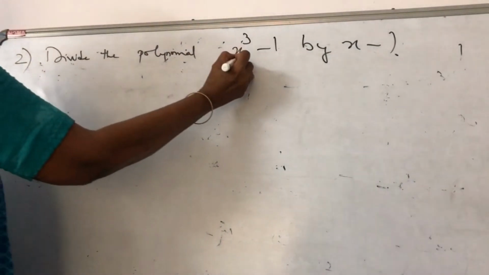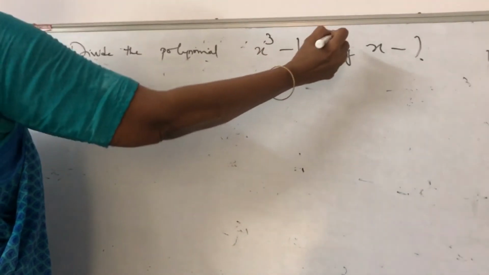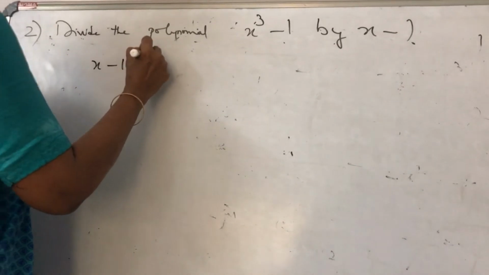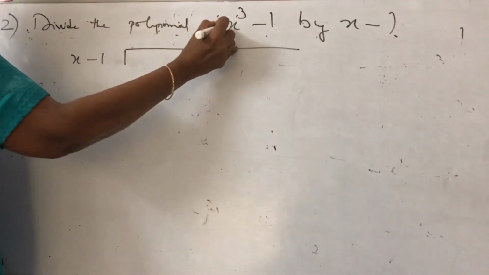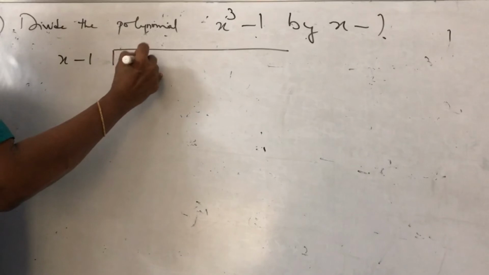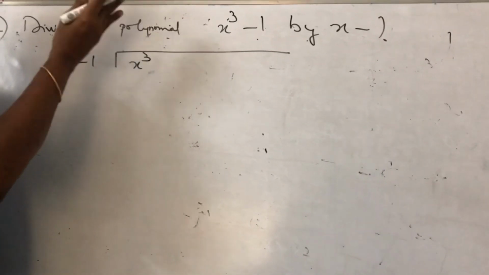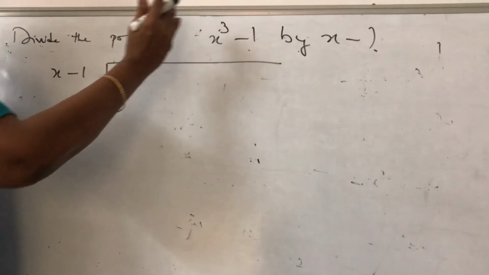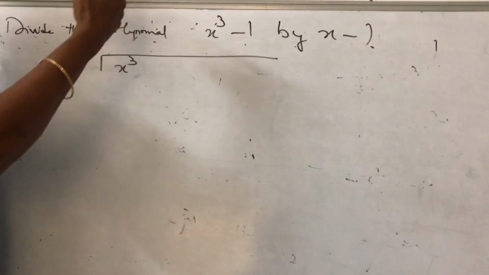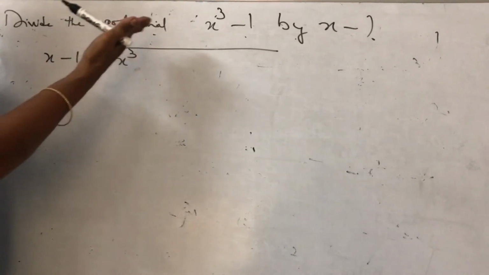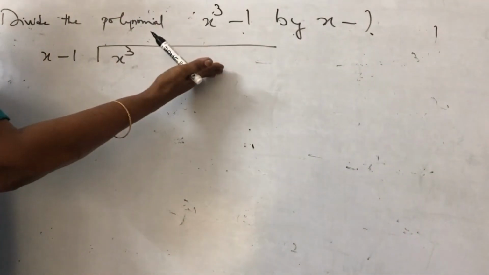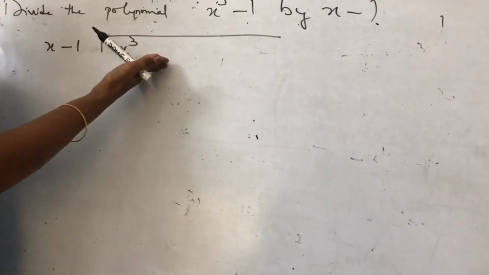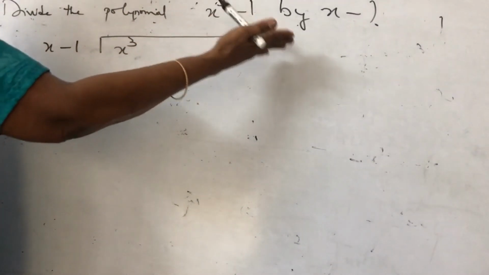Your dividend is x cubed minus 1. Your divisor is x minus 1. And see that, children, the dividend is in descending order. You know the meaning of the word descending order? Highest power to lowest power. Highest power 3. After that you should have 2, then 1. x cubed term, x squared term, x term, constant.